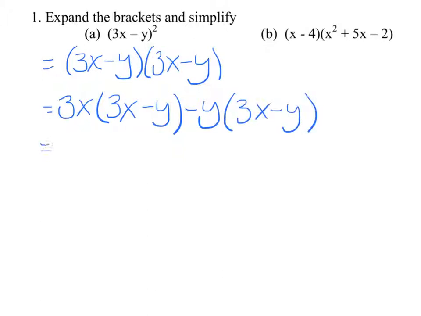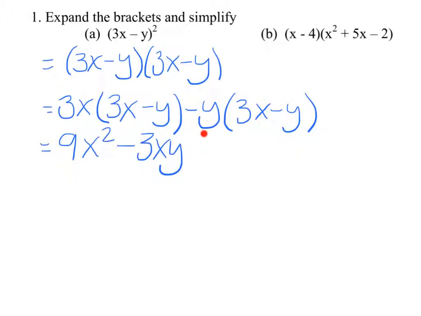So multiplying through on the brackets, we have 3x multiplied by 3x first of all. So 3 times 3 is 9, and x times x is x squared. Then we have a negative, and then we have 3x times the y, which gives us 3xy.